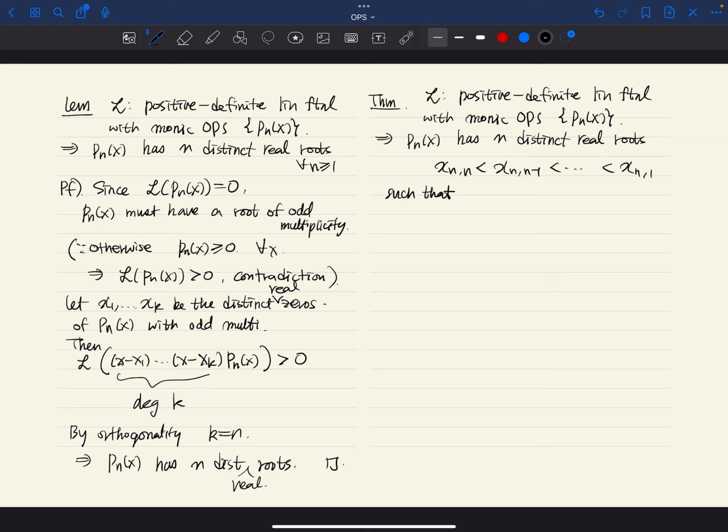the zeros interlace. Maybe with the interlacing property, let's say. That means x_{n+1}, these roots come in between like that. So x_{n,n}, x_{n+1,n}, x_{n,n-1}, like this. And finally, x_{n+1,2}, x_{n,1}, x_{n+1,1}, like that. So we will prove this.